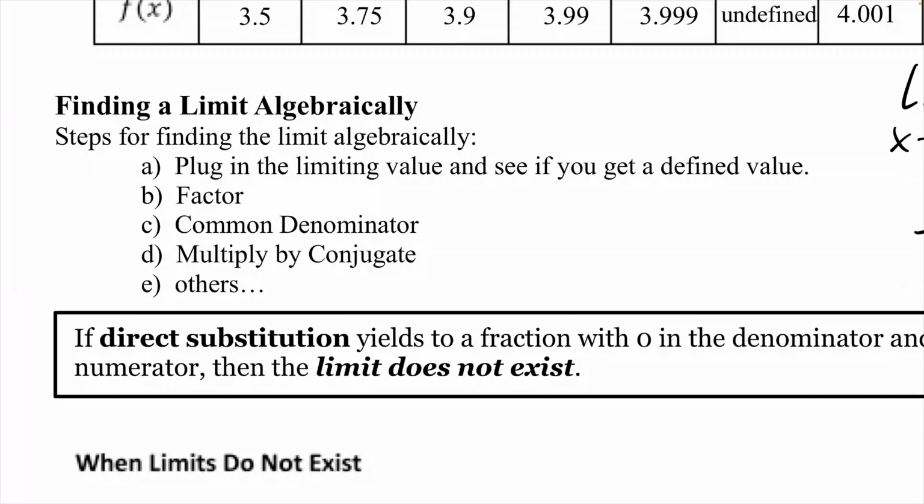Common denominator, we haven't done yet. Usually that's when we need to add or subtract fractions. Multiply by the conjugate is big when we have roots, because you can't really factor roots. If it has a square root or a third root or some kind of root, it's usually multiply by the conjugate. That's usually how I decide which method I'm going to go down if I plug in and I get 0 over 0. We did factoring last time, so we're going to focus on the last two today. I'm going to give you examples of those.